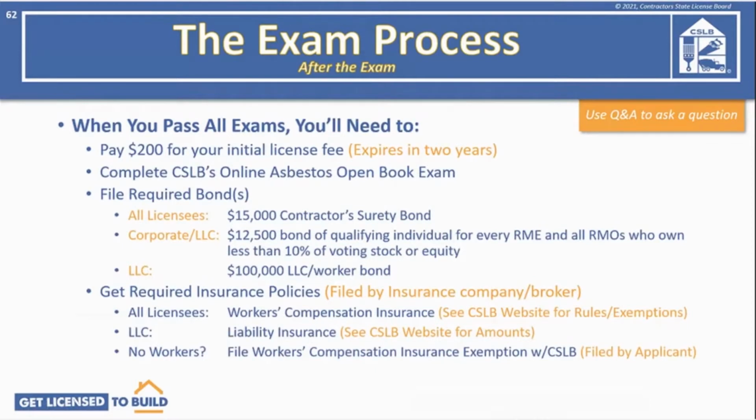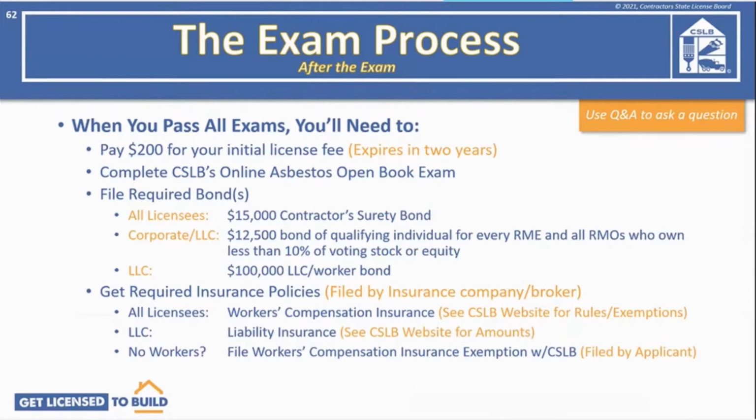After you pass the exam, what happens next? First, you'll need to pay $200 for your initial licensing fee, which will be good for 2 years. You'll also need to complete an online asbestos open book exam. Plus, you'll need to file your required $15,000 contractor surety bond, and possibly some other bonds depending on what type of business entity you have selected.